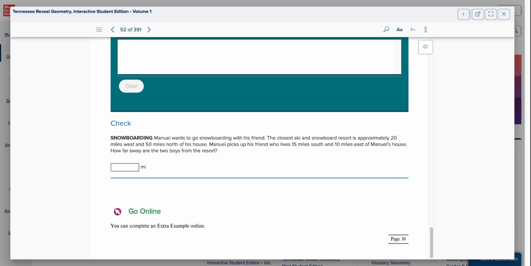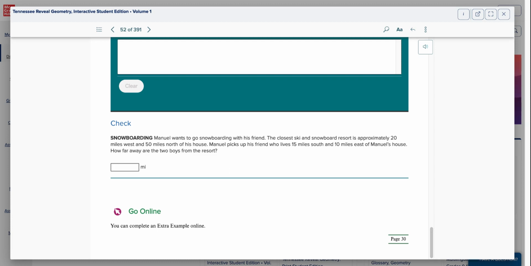All right, so negative 15 in my calculator, minus 50, is a negative 65, close parentheses squared, and 10 minus a negative 20 is 30, close parentheses squared. Well, negative 65 squared is 4,225, and 30 squared is 900. I'm going to add those two numbers together, 4,225 plus 900, and I get the square root of 5,125.